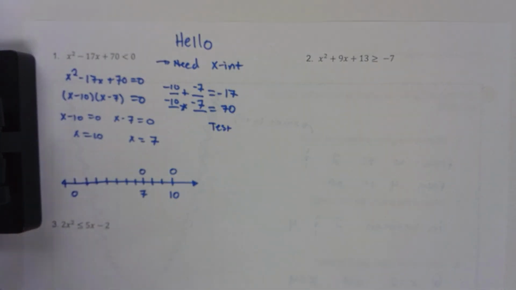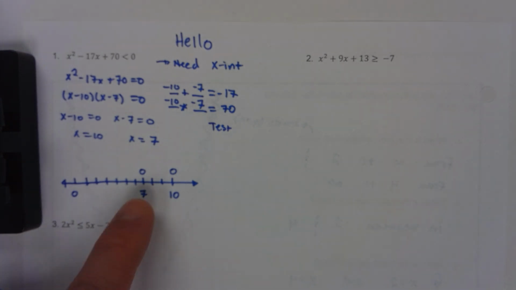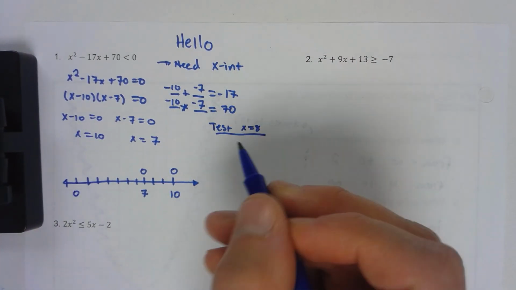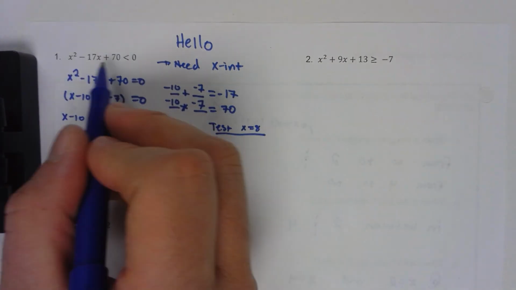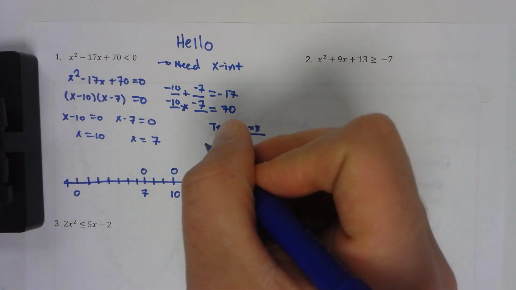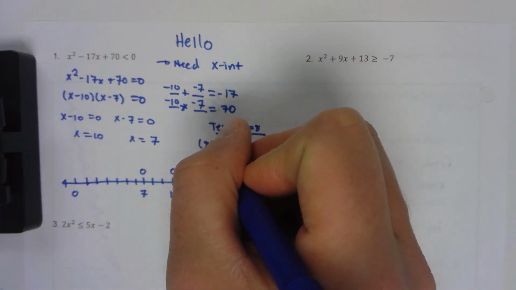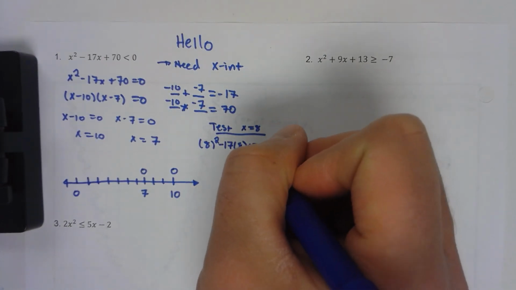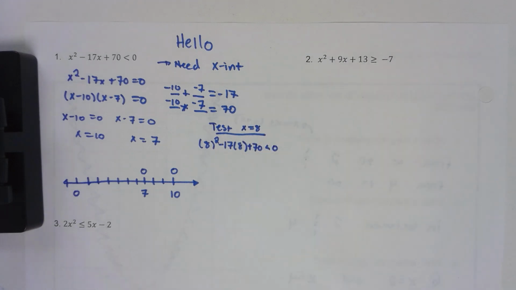And to keep this consistent, I'm going to always test a number in between my x-intercepts. So I'm going to test, let's say, x equals 8. What that is having us do is plug in 8 to the exact inequality from where we started. So we're going to check to see, is 8 squared minus 17 times 8 plus 70 less than 0?